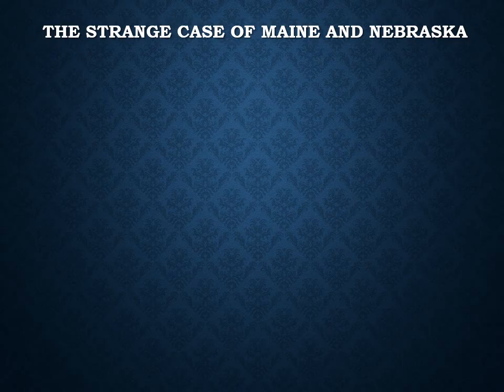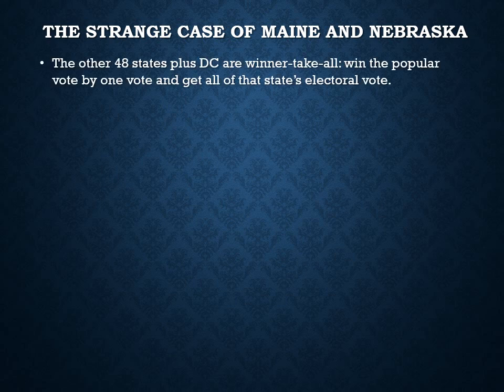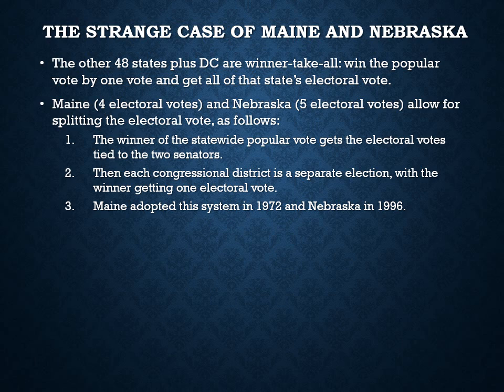Now, you're going to find as we go through this presentation that things get muddied up a lot. Here's one example of that. There are 2 states that don't use a winner-take-all system. The other 48 states, plus D.C., are winner-take-all. So if you win California by 1 vote, then you get all 55 of its electoral votes. Whether you win by 1 vote or 3 million votes, doesn't make any difference. It's winner-take-all. But 2 states have deviated from that, Maine and Nebraska.